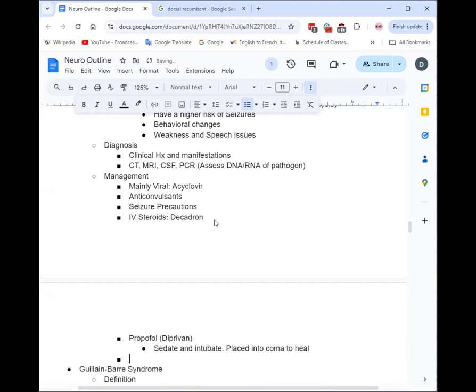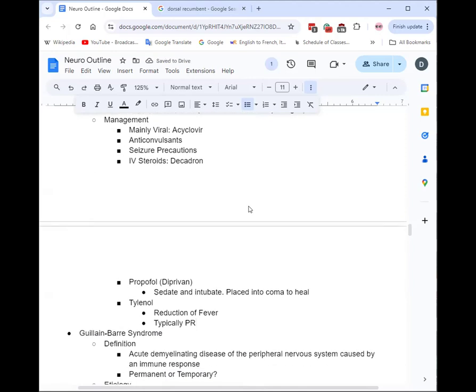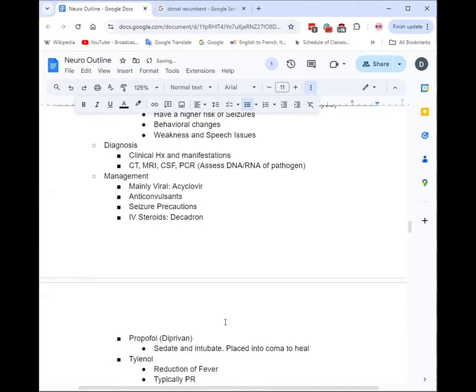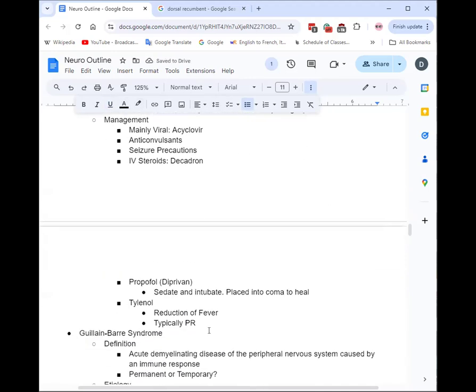And something else they mentioned was you can get Tylenol for reduction of fever. And typically this is given PR, meaning per rectum, so in the butt. These patients are not really going to want to take PO meds. Remember, they're more neurologically impacted. Dysphagia, you don't want to have them choke on anything. So put it in the butt.